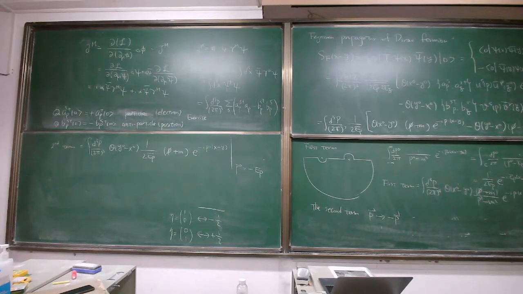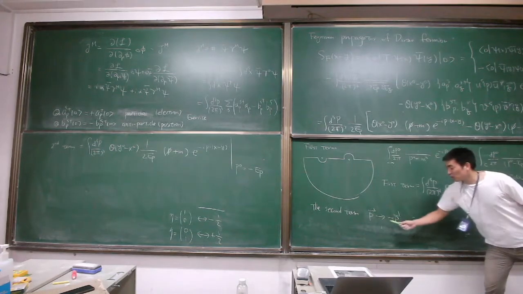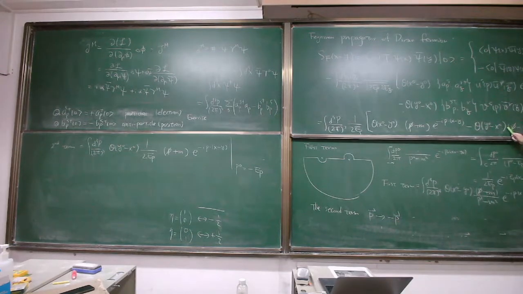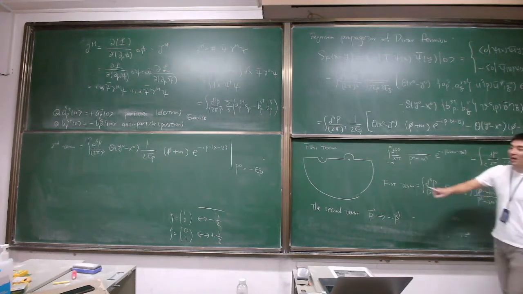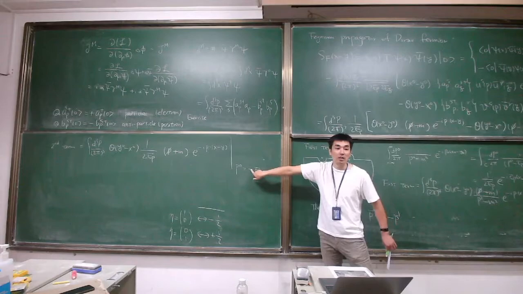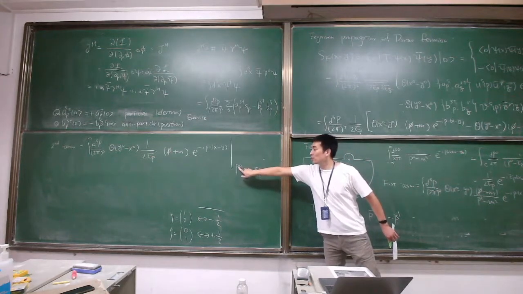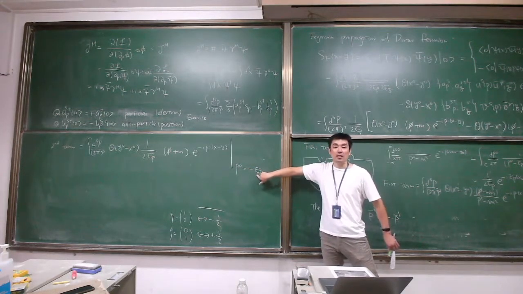Is it okay? So here I put the special one, p goes to minus p. So the special one has a minus sign, and we cancel this minus sign, then you get a plus sign. But you have to be careful of the time component. For the zeroth component, you have to put the minus sign. This minus sign really comes from here. P0 should be minus E_p instead of E_p.